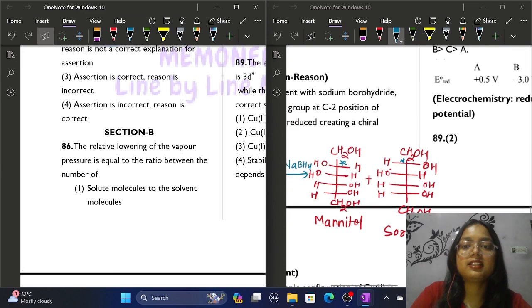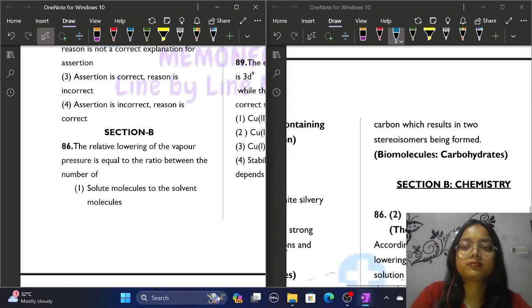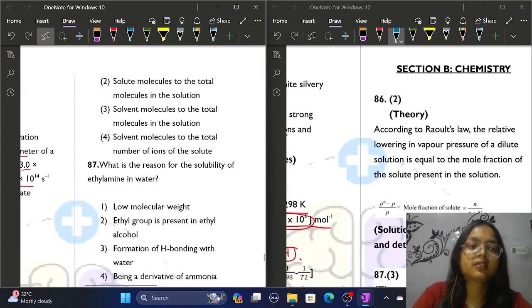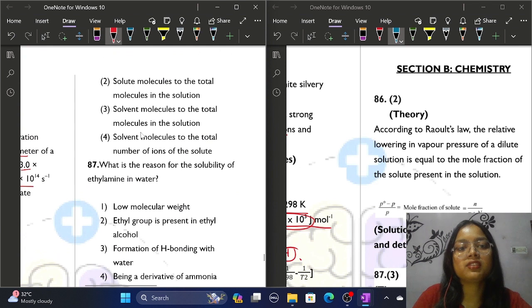Question number 86 says the relative lowering of vapor pressure is equal to the ratio between the number of solute molecules to the solvent molecules; solute molecules to the total molecules in the solution; solvent molecules to the total molecules in the solution; and solvent molecules to the total number of ions in the solute. So what will be the correct option? Option 2 will be the correct option.